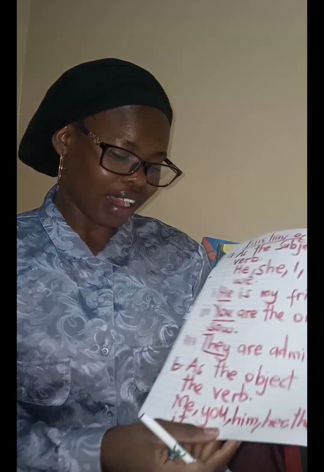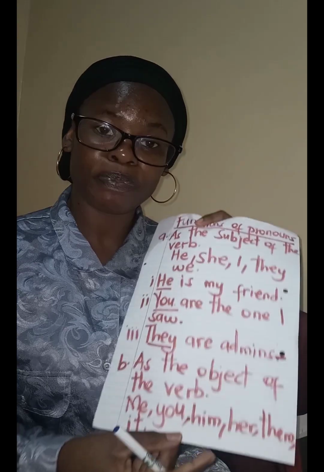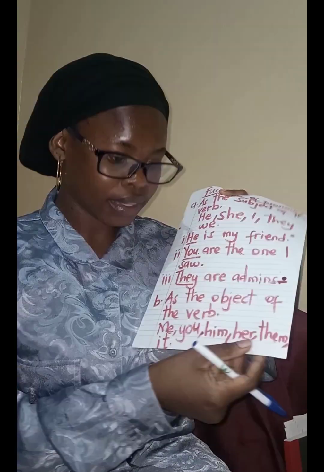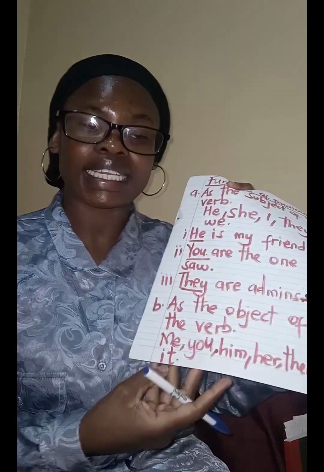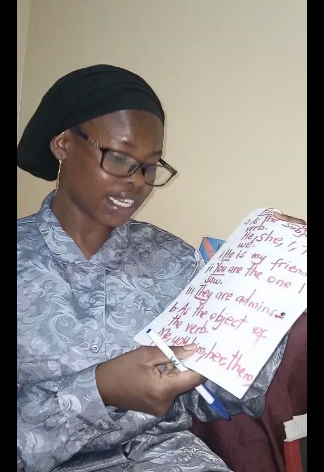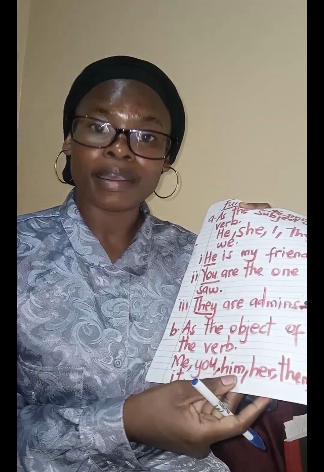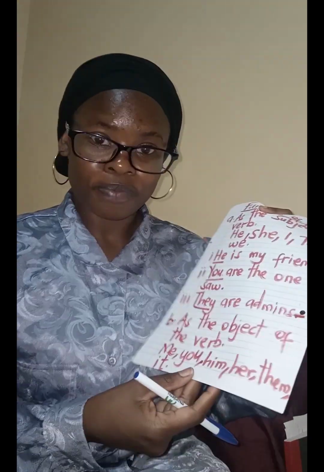The third function is when the pronoun is used as an object. Here we have the pronouns me, you, him, her, them, and it. These can be used as objects of the verb. Me, you, him, her, them, it. They can be used as objects of the verb.